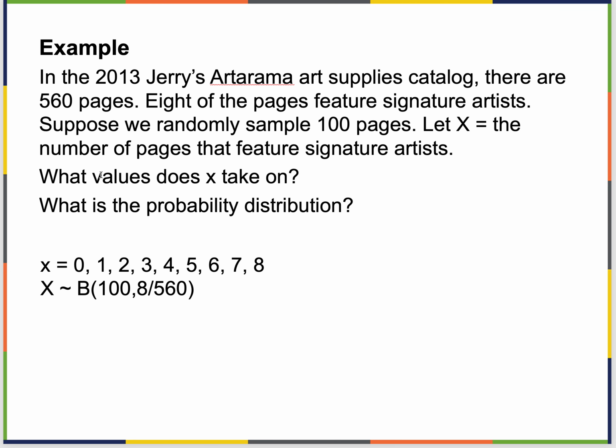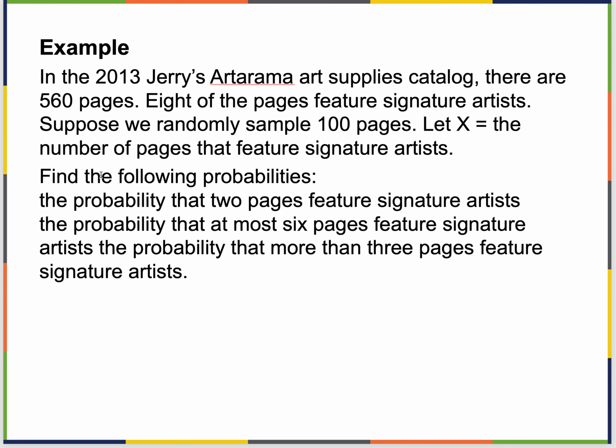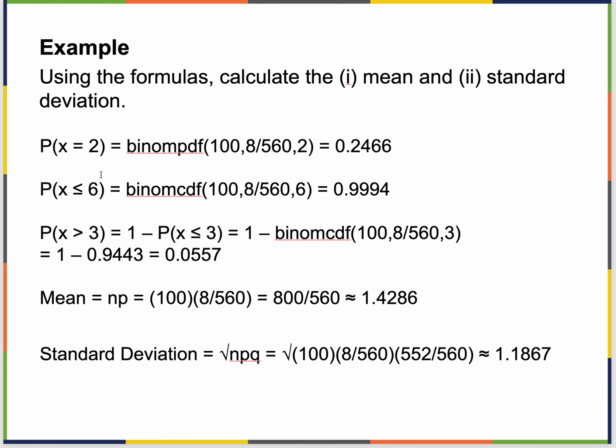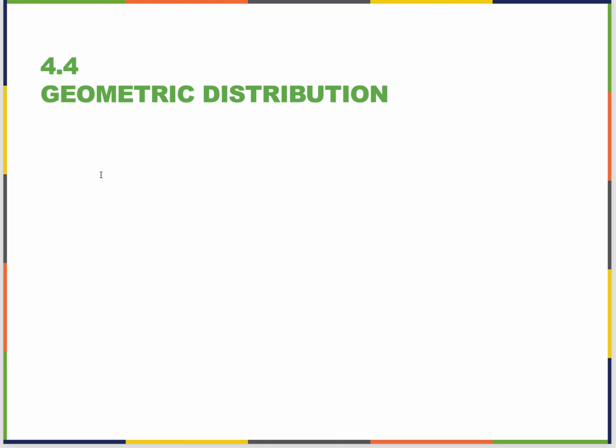Here's another one. It's Jerry's Art Supply Catalog. 8% of the pages feature signature artists. Suppose we randomly sample 100 pages. Let X equal the number of pages that feature signature artists. What value does it take on? So you have up to 8. You're taking 100 pages of the catalog. The probability is 8 divided by 560. So you'd want to calculate what that is. Now you could do all these calculations, or you could just create the whole table and answer any questions.